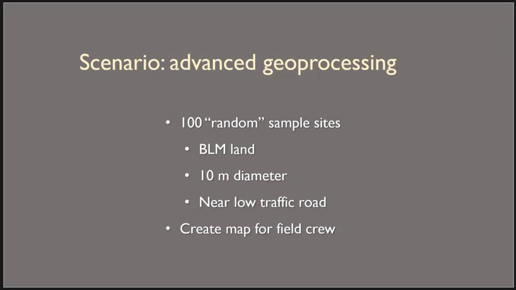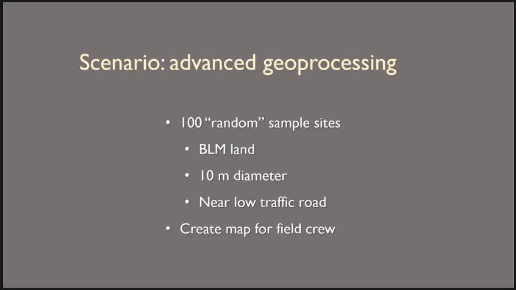So we need all the sites to be on BLM land. They need to be 10 meters in diameter, and we'd like them to be near low traffic roads. And for the roads, we're going to use the proxy of speed limit for low traffic, which isn't necessarily true, but it'll work for what we need to do. So, you don't always want randomly selected sites, and sometimes those parameters, for example, we don't want our study sites to be on Forest Service land or to be on private land. They do need to be on BLM, so it's not completely random, but it's good to know both ways.